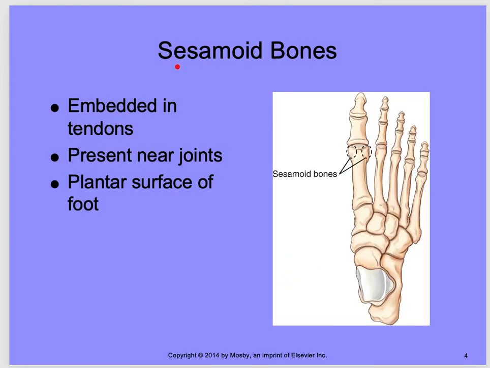Your sesamoid bones are underneath your first digit, your big toe. Sesamoid bones, like we talked about in the last slide, are embedded in tendons, and they are present near joints. They're on the plantar surface of the foot. You have 2 of them, one on the medial and one on the lateral side of your big toe.